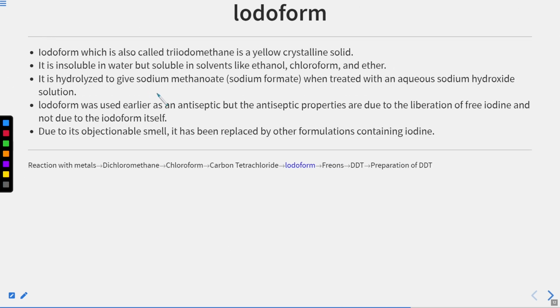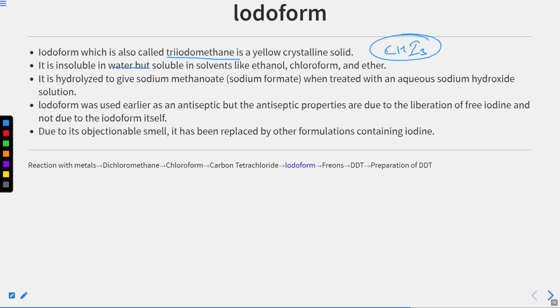Next is iodoform. Iodoform is very useful and is used in tests. It is used for testing whether an aldehyde or ketone is present in a given compound or not. This is called the iodoform test. Basically it is used for the detection of the acetyl carbonyl group, that is CH3CO. It is triiodomethane, a yellow crystalline solid, with the formula CHI3.